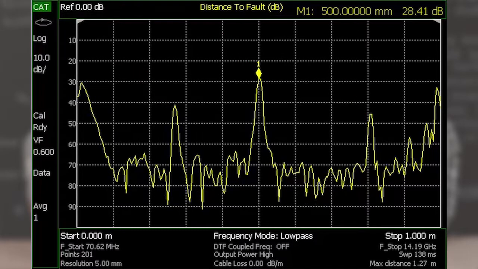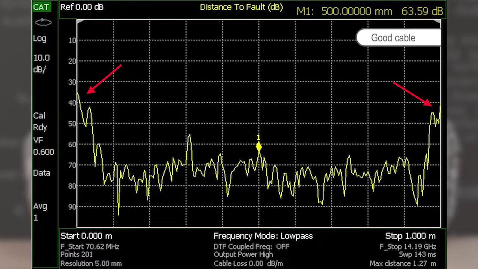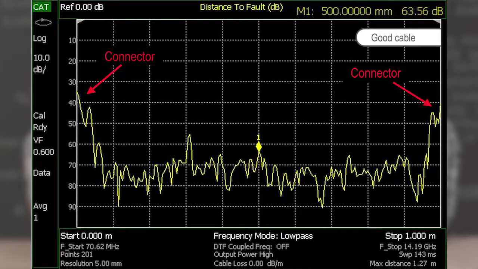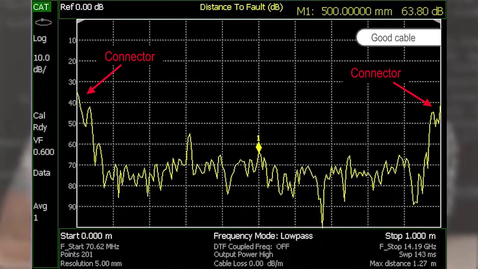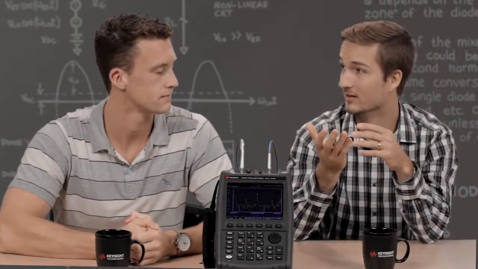If we were to plug a perfect cable into port 1, all you would see is 2 peaks at the beginning and the end, which represent points along the cable where the connectors are, and that's just the power reflecting back into the FieldFox off the cable's ends. Yeah, we've just barely skimmed the surface on distance to fault measurements and cable and antenna testing.